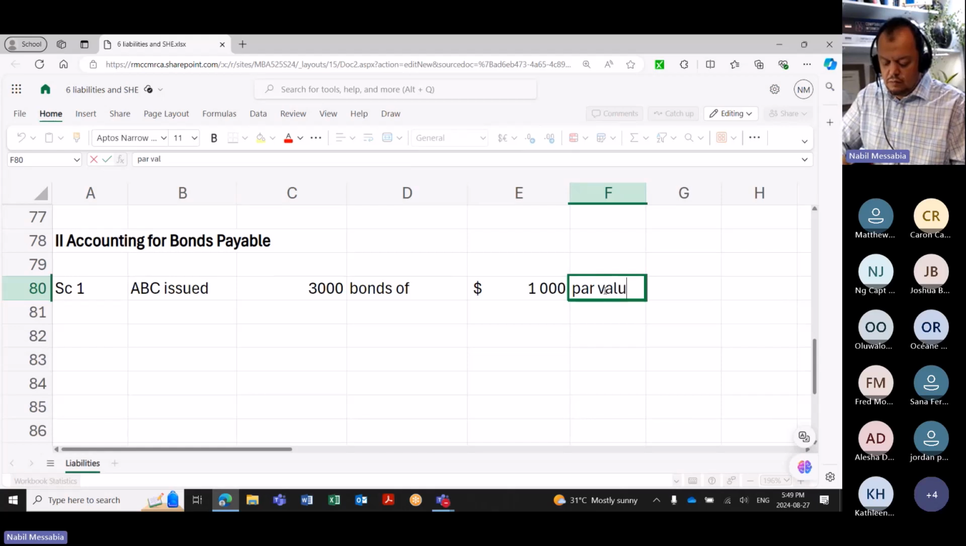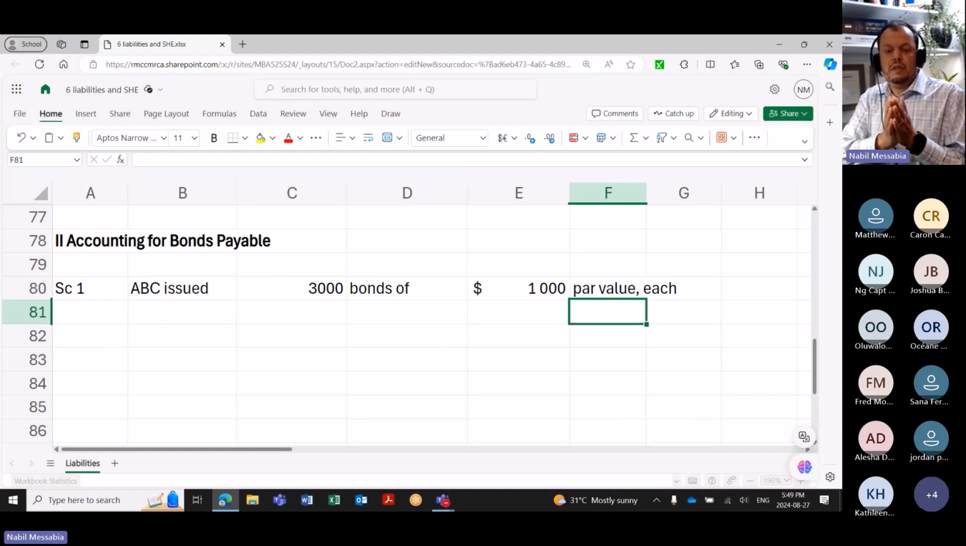Par value each. Par value means not the market value, but the face value of the bond, the value on the document, on the paper. Because as soon as the bonds are traded on the market, what will determine the price of the bond is demand and supply. The market will determine the market price, the effective price. But the company will simply establish a par value.